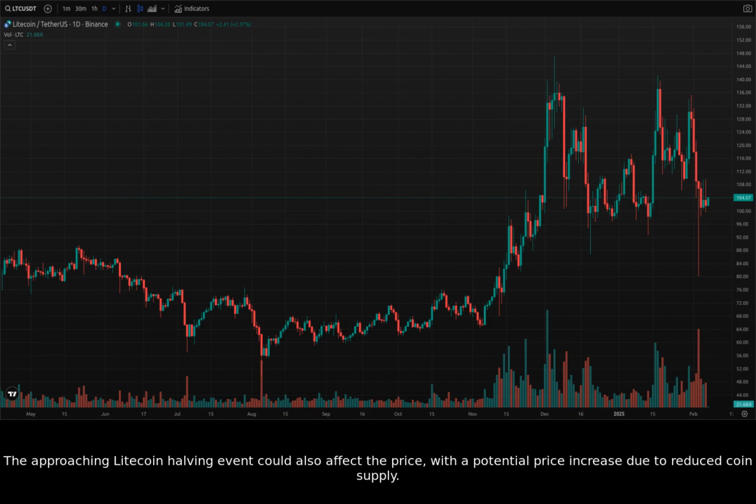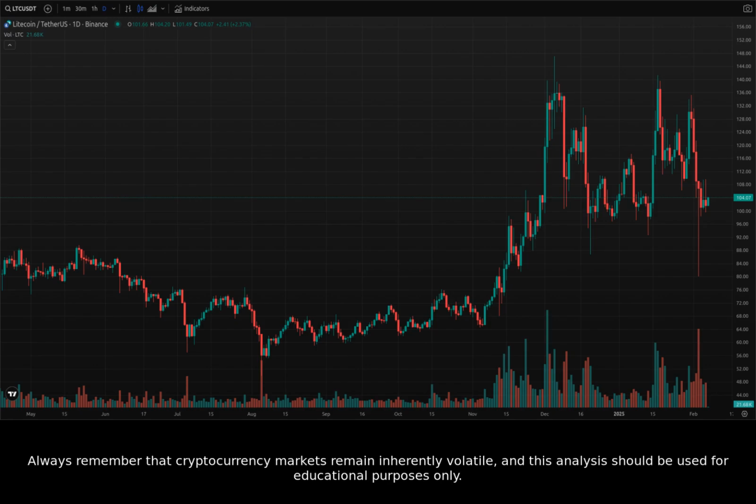The approaching Litecoin halving event could also affect the price, with a potential price increase due to reduced coin supply. Always remember that cryptocurrency markets remain inherently volatile, and this analysis should be used for educational purposes only.